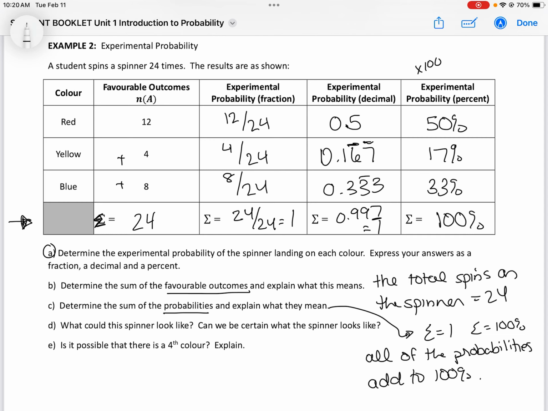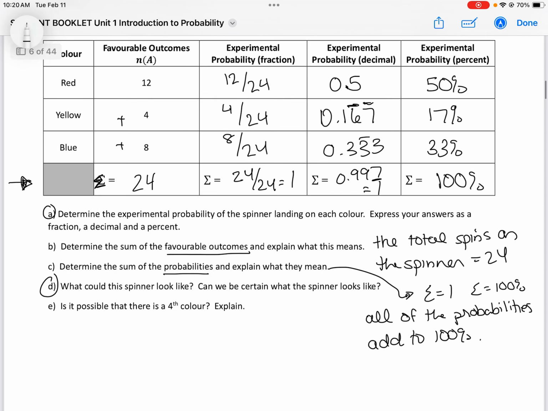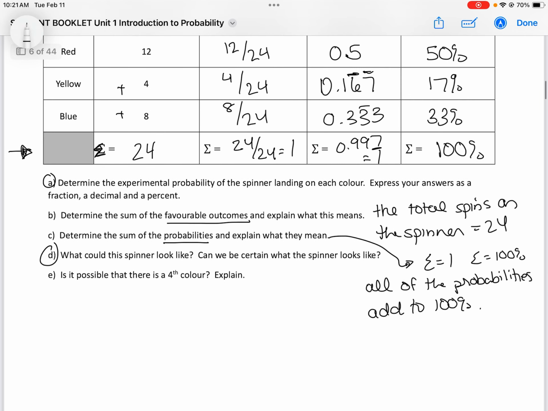Okay, if we're asking ourselves, what could this spinner look like? Okay, so if we think about this, we usually draw a spinner circle, okay? Half of this could be red, right? So 50%. And then a third of it could be yellow. And then 17% of it could be blue. So that is, based on our experiment, theoretically what the spinner would look like. However, we can't be certain.